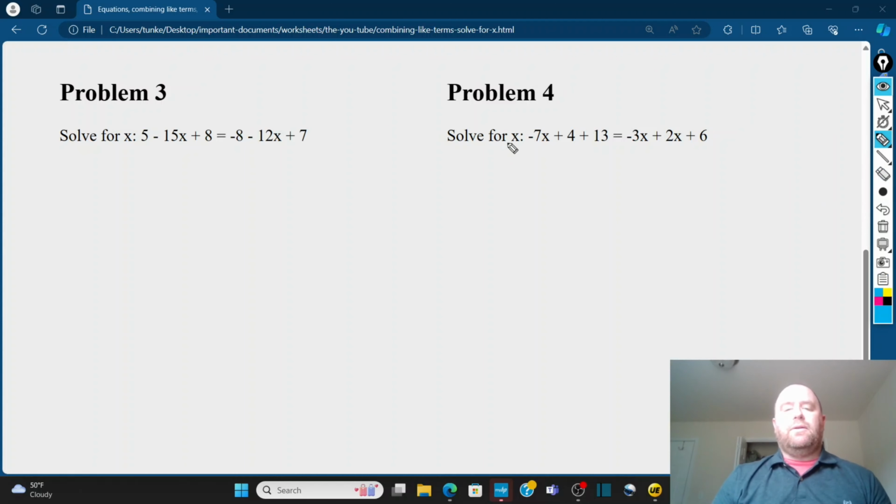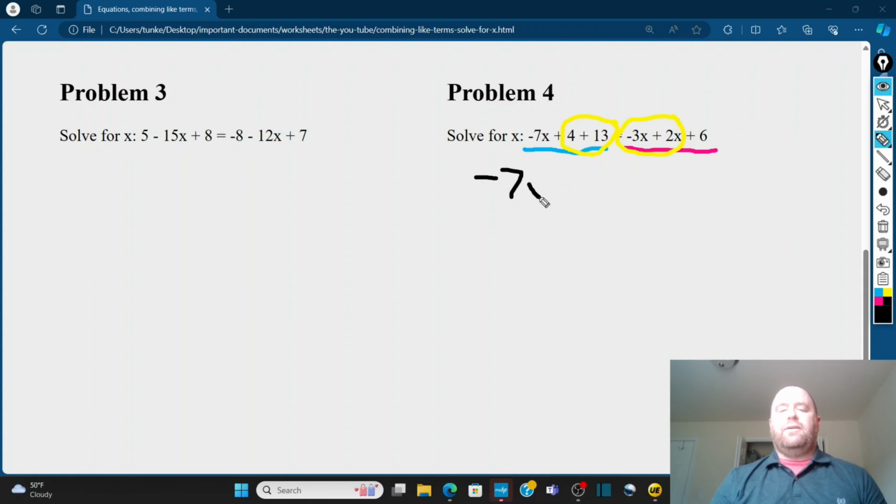Okay, so in this last equation, we have negative 7x plus 4 plus 13. That's equal to negative 3x plus 2x plus 6. We need to combine our like terms on each side, so we're going to add 4 and 13 together on this side, and we're going to combine negative 3x plus 2x on this side. Okay, so we still have a negative 7x over here, and then 4 plus 13 is plus 17.